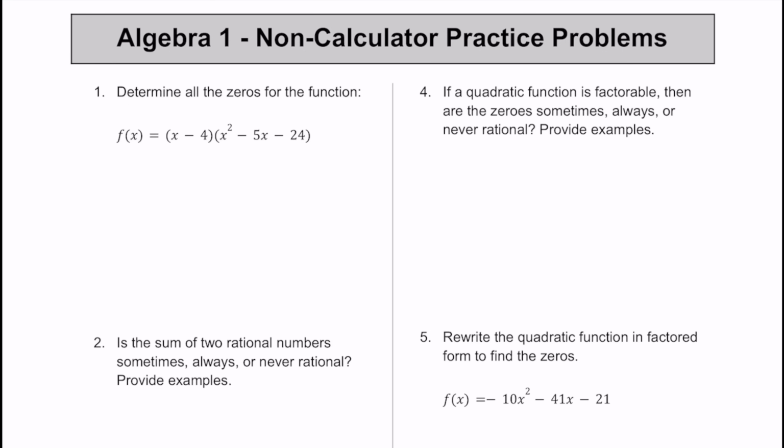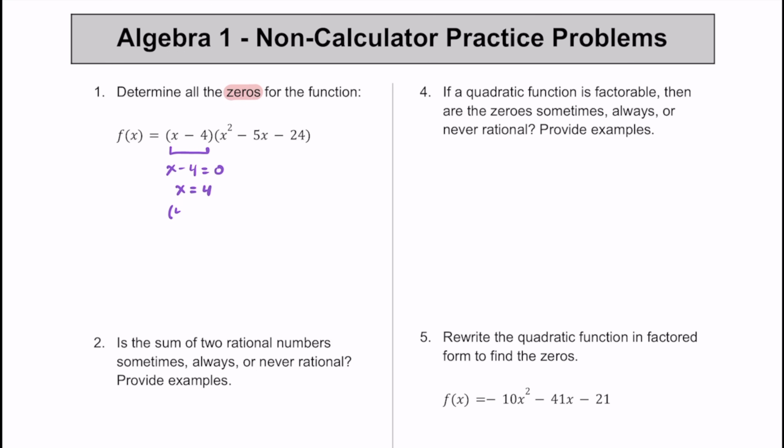Alright, let's get started. For number one, we're being asked to find all the zeros for this given function, right? Now, whenever you have a linear part of this function, like this x minus 4, if you set it equal to 0 and add 4 to both sides, then x would equal 4. That would be one of the zeros.